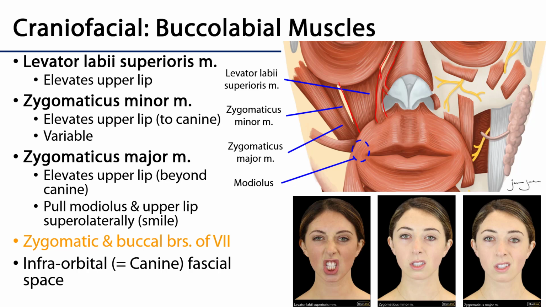Levator labii superioris is just inferior to orbicularis oculi, and it's going to the superior lip, or the upper lip. And when levator labii superioris muscles in tandem, so let's say we had both of these firing at the same time, that is going to elevate the upper lip, hence the name.